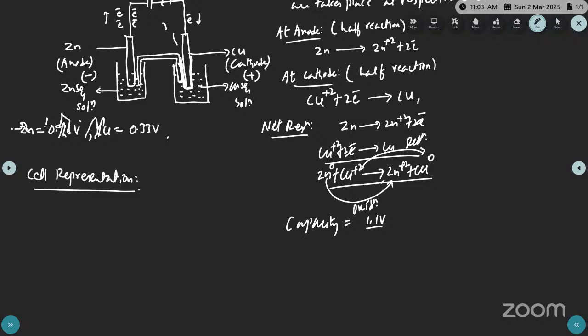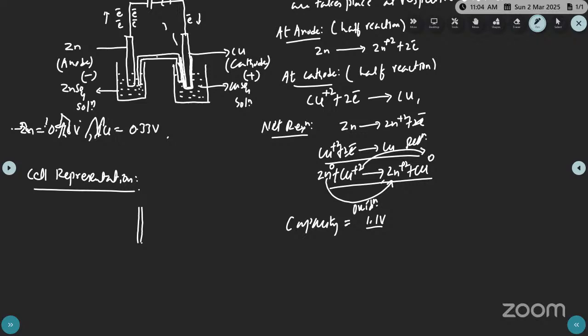See, here the salt bridge is used to separate the two electrodes, isn't it? That salt bridge separates the anode and cathode. So the salt bridge can be represented by a double vertical line, which separates the anode and cathode. So we take the double vertical line.